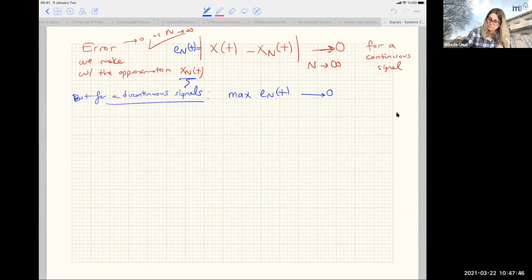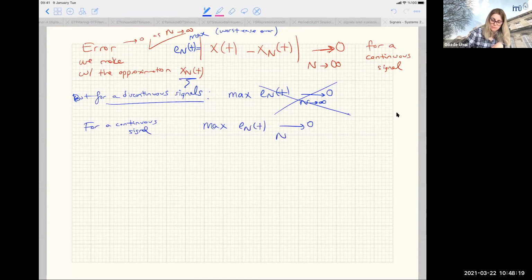Actually, this doesn't work. But for a continuous signal, this guy goes to 0. This max, I should say, max of this. Okay? E max, worst case error. So this is really like a worst case error. Okay? So we should say this E sub N of t, but for a continuous signal, this is nice. Max E sub N of t goes to 0 as N goes to infinity. Continuous. This is very important to know.